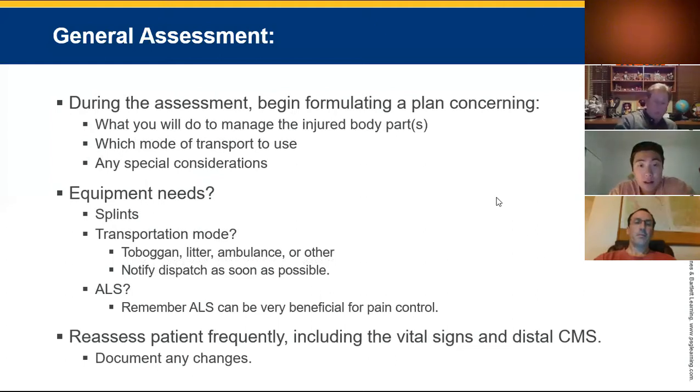So we've done our patient assessment, right? We know what our mechanism of injury is. So start formulating a plan, okay? What are we going to do? What do we need to do to manage the injured parts?